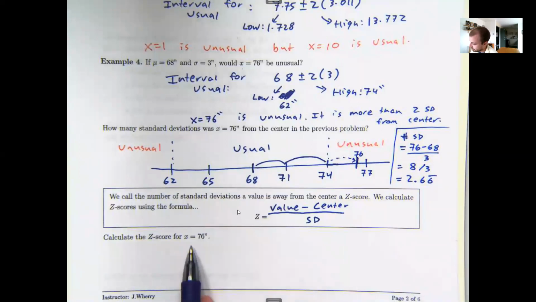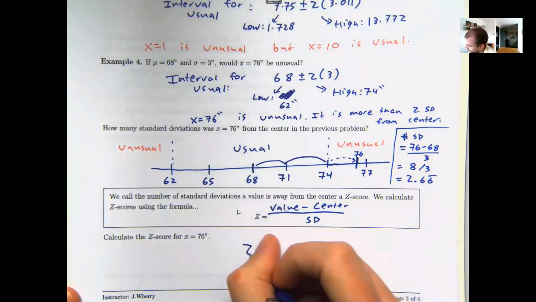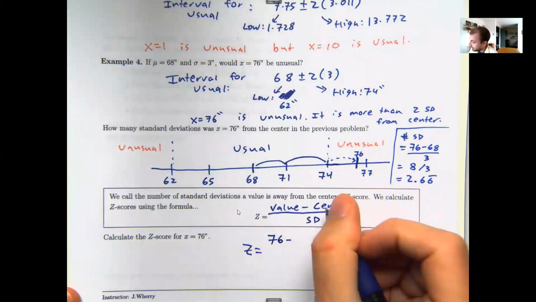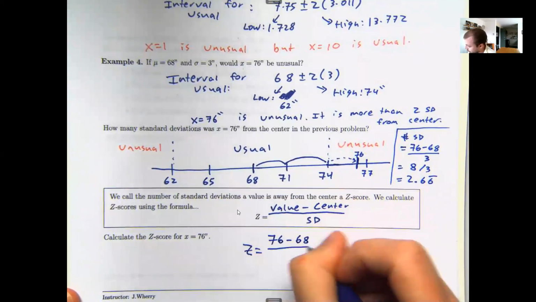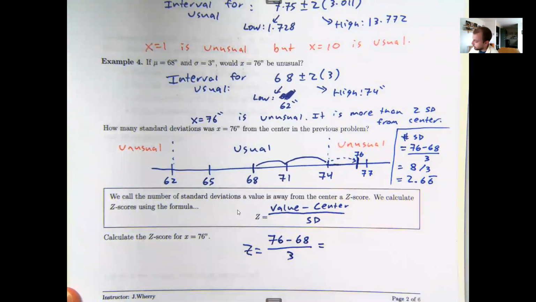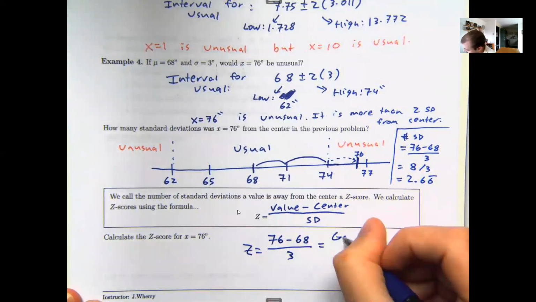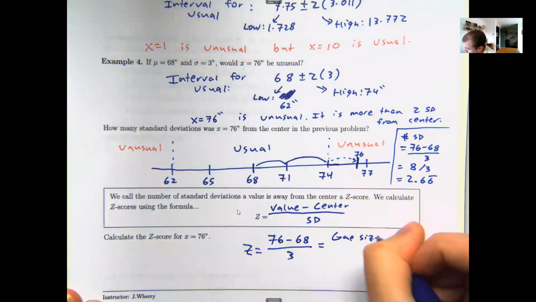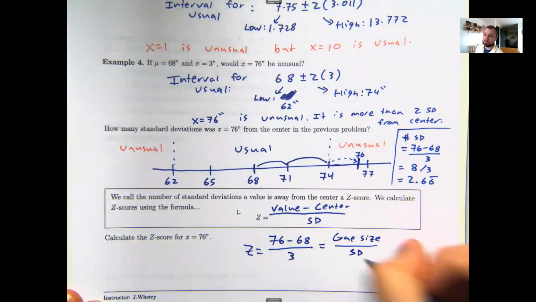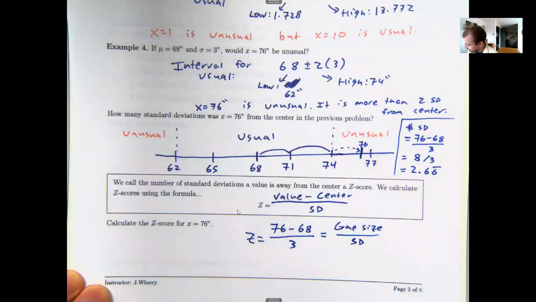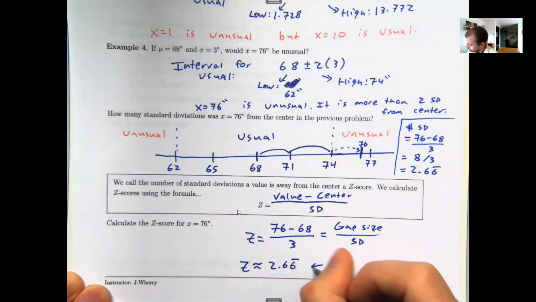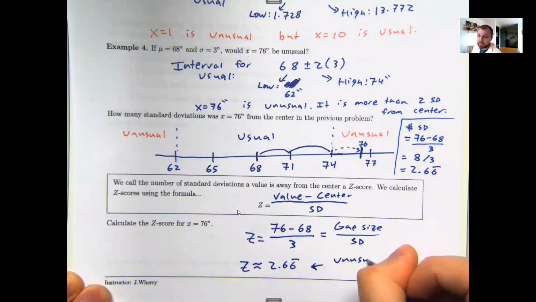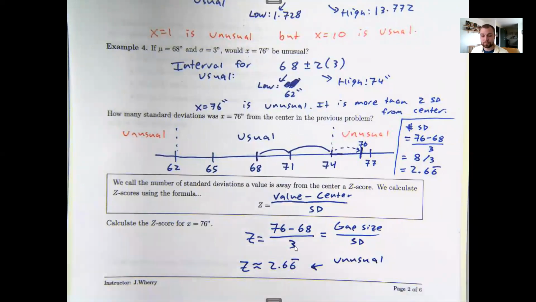Calculate the z-score for 76 inches, okay? My value is 76. My center was 68. My standard deviation was 3. So I have on the top the gap size, and on the bottom I have the thing I'm counting by, my standard deviation. When I do this, I get 2.66 repeating. We consider this to be unusual.